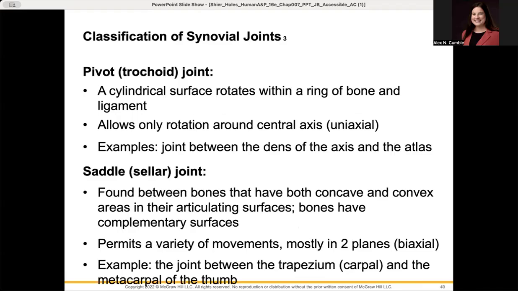The last type of synovial joints are pivot. We can do pivot with our head between our two top vertebrae, axis and atlas, right, for pivoting our head. And then we have a saddle joint. One of the best examples is between our thumb and our hand bones, but we do have a few other examples as well.